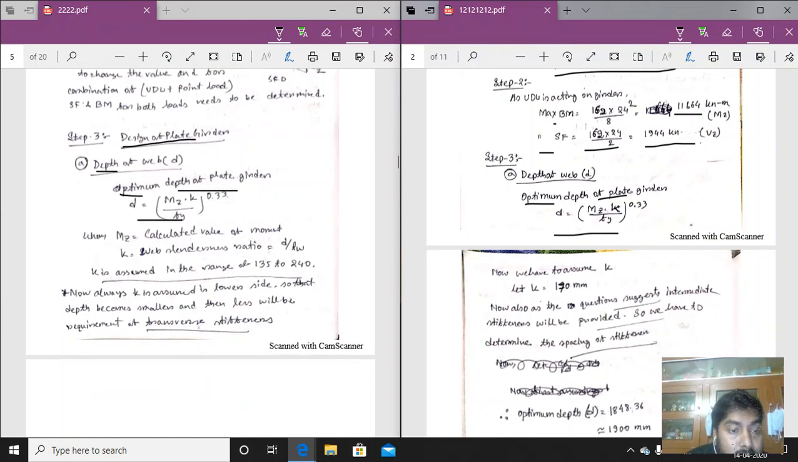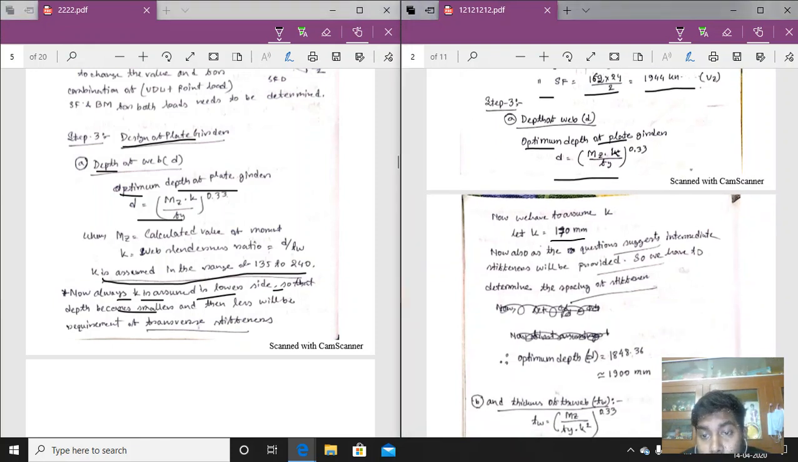Now we have to assume the value of k. K is assumed in the range of 135 to 240. I have also said that the value of k should be taken on the lower side, because if k is on the lower side, the value of d will be lower, so the web depth will be lower and the buckling of the web will be less. So k is always assumed on the lower side so that the depth becomes smaller. So we are assuming k equal to 170.